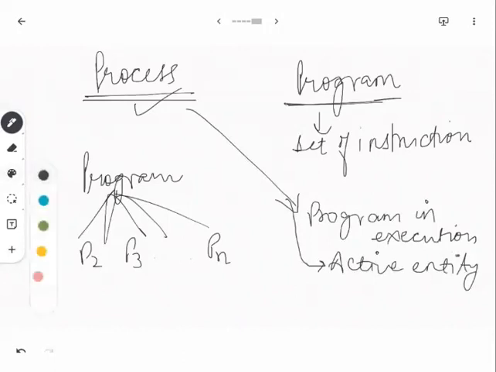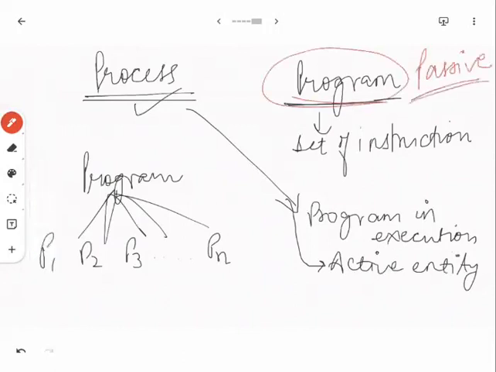And your program is a passive entity. This is the passive entity and this is the active entity, because you load processes into the memory for execution, right? So this is the main difference between a program and a process. Any program which is in execution is your process, and because it is in execution, it becomes an active entity, whereas your program is a passive entity. So this is your main point of difference here.